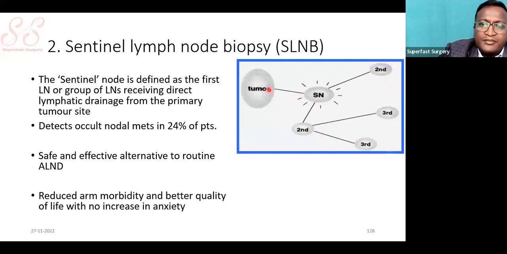And with this method of sentinel lymph node biopsy axillary staging, it was found that even if we clinically feel it is negative, on sentinel lymph node biopsy about 25 to 30% patients were harboring tumor metastasis. So it is a safe and effective alternative to routine axillary lymph node dissection. We can perform sentinel lymph node biopsy and avoid the axillary lymph node dissection. And it reduces the morbidity and gives better quality of life with no increase in anxiety because we have staged. There is no tumor in the lymph node, so you can decrease the anxiety and improve the quality of life.